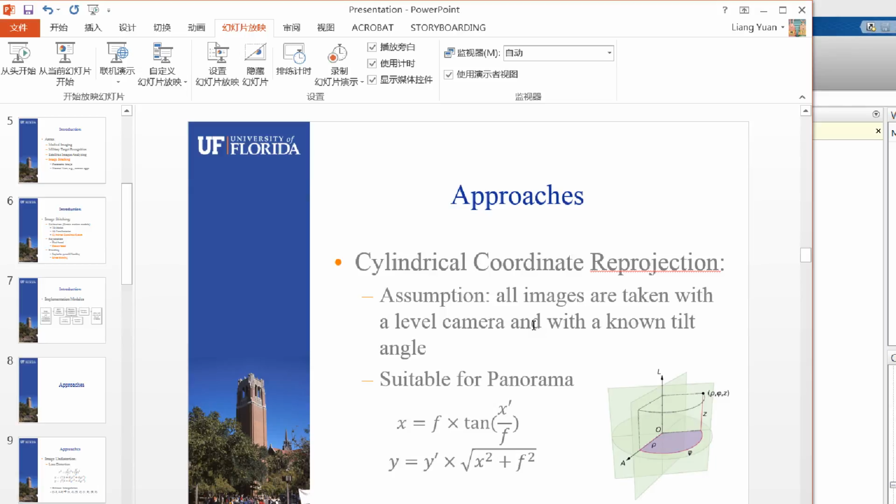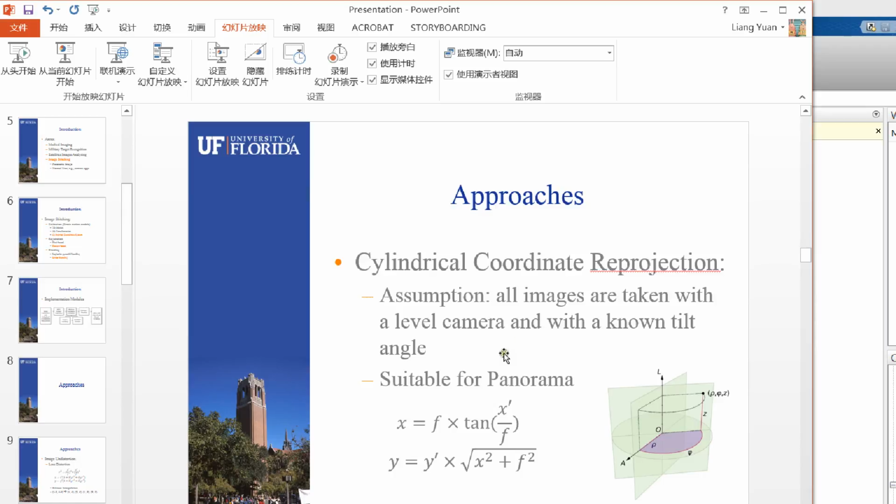Next, we enter into the cylindrical coordinate reprojection. Here we have to make an assumption that all images are taken with a level camera and with a known tilt angle. This assumption seems very narrow. However, it is suitable for panorama image stitching because we finally will generate a rectangular image.